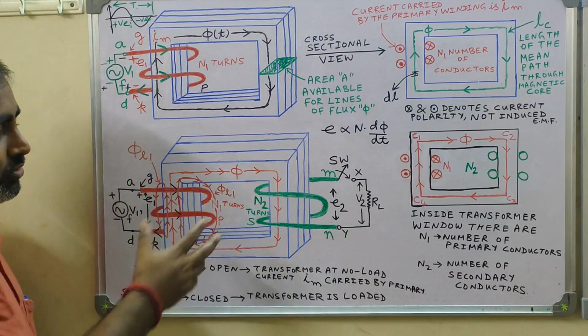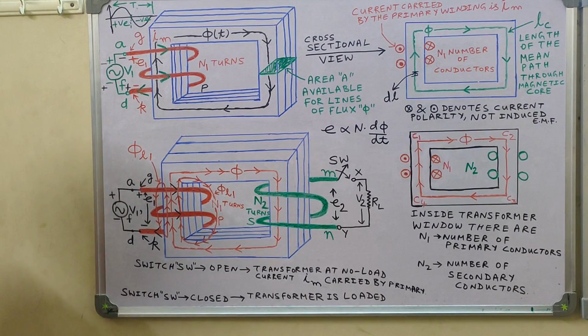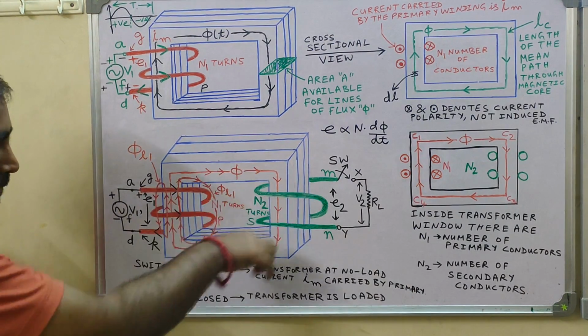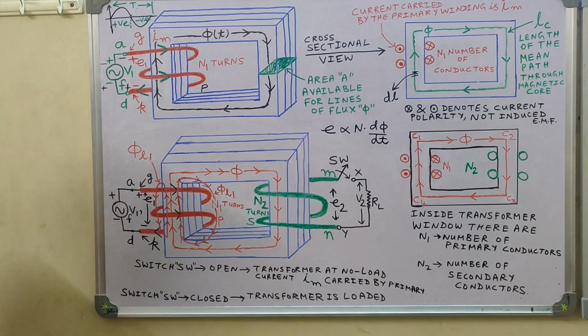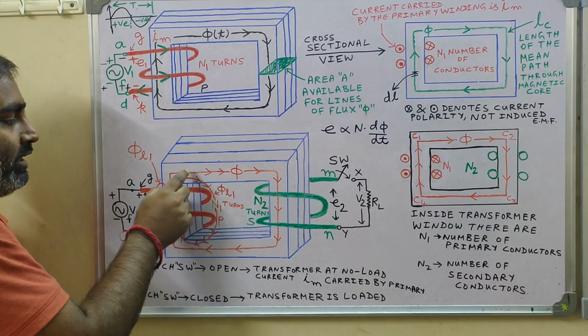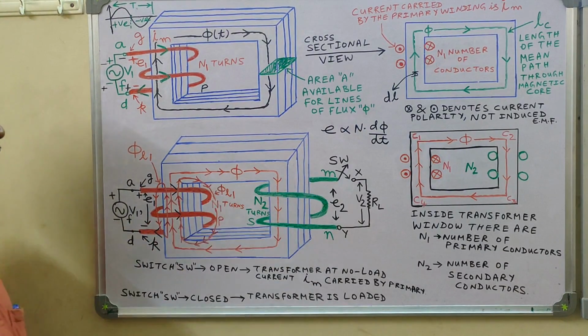So leakage flux is not desirable from that point of view either. Leakage flux is not helping in transferring the electrical energy from primary circuit to secondary circuit, but mutual flux is helping, or rather it is making it happen. It is being done by the mutual flux phi. So we say leakage flux is not desirable, and we always try to minimize the leakage flux.